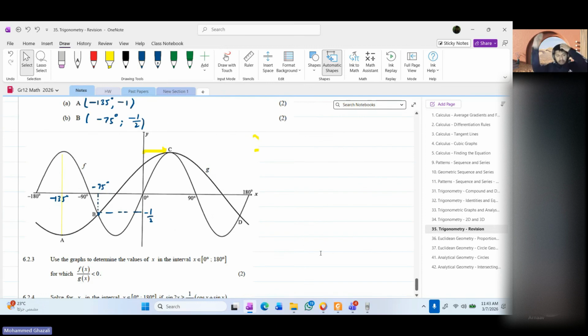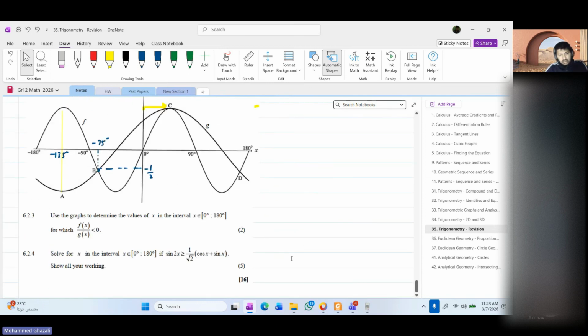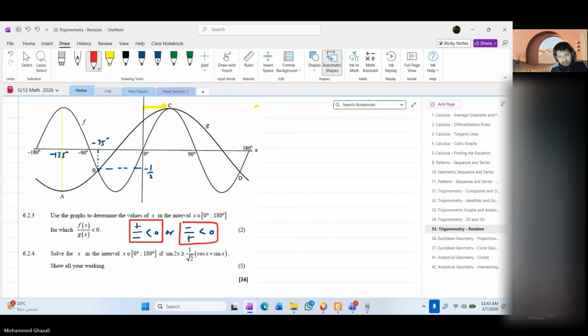So one above, one below. One graph must be above, one must be below. All right, so above and below, not both above. So remember, positive over negative. When will you get less than 0? Positive over negative is less than 0, or negative over positive is also less than 0. Those are the two cases, okay?